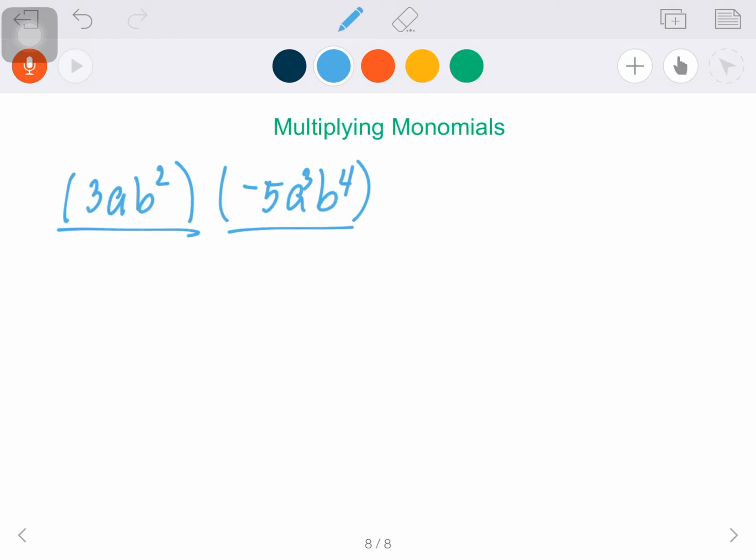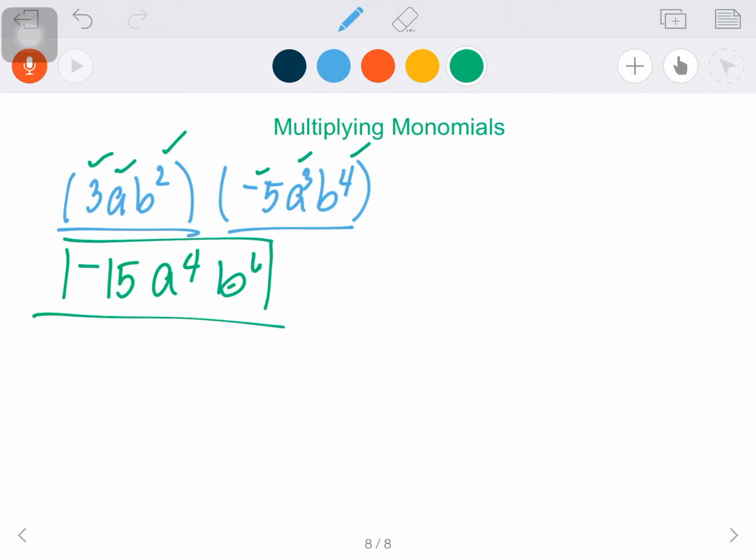So first up, we identify our numerical coefficients and multiply them. This is a positive 3 multiplied to negative 5, which gives us negative 15. Then on to our variables. You have a multiplied to a cubed, which will give you a to the fourth. Then you have b squared multiplied to b to the fourth, which will give you b to the sixth, which pretty much wraps up your first item here. So the final answer is negative 15a to the fourth b to the sixth.